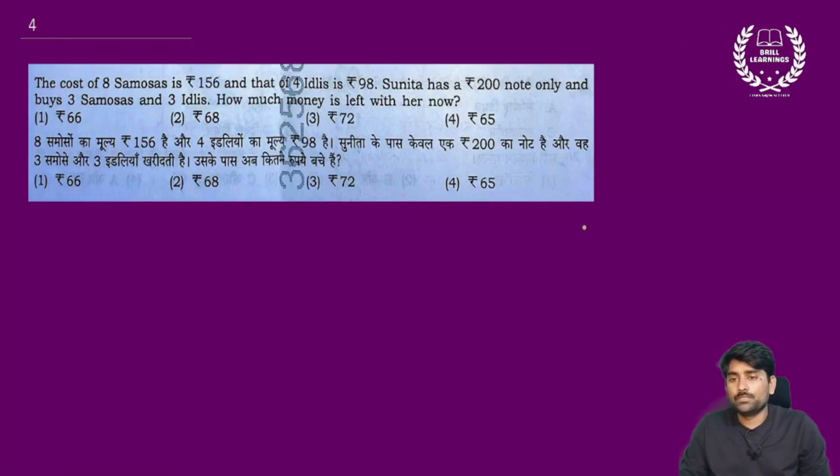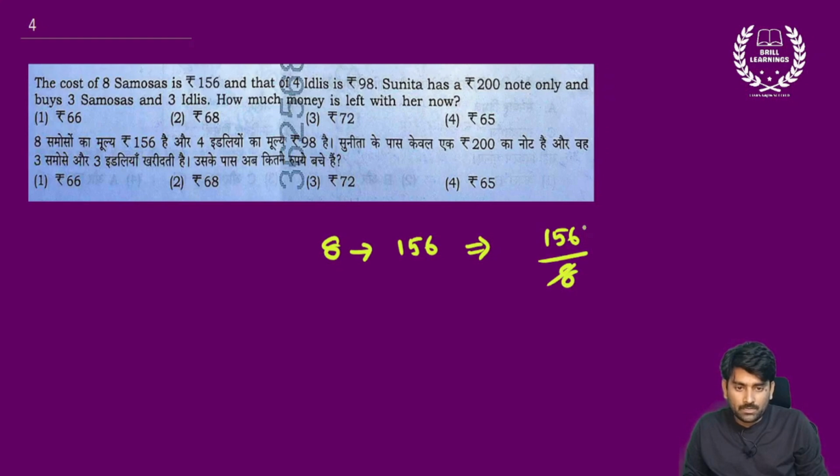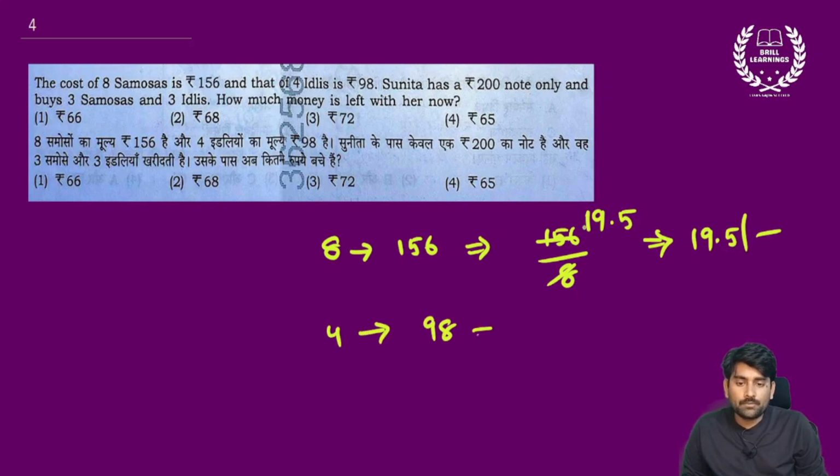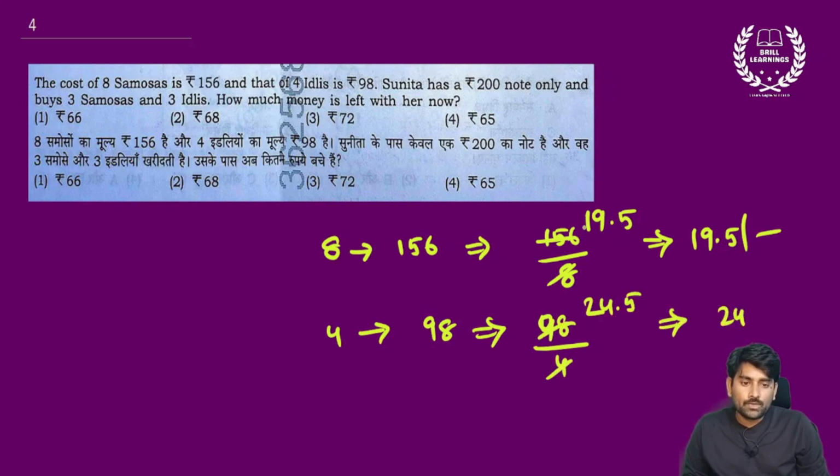8 samosas cost 156 rupees. That of 4 idlis is 98. Here we need to find the unit price of samosa and idli as well. Okay. 8 samosas cost 156. That means each samosa costs 156 by 8. 8 ones are 8. 8 9s are 72. 4 left, 8 19.5. That is 19.5 rupees each samosa costs. Now 4 idlis cost 98 rupees they have given. So each idli costs 98 by 4. 4 1s are, 4 2s are, 4 4s are, and 4 5s are. So 24.5 rupees. Okay, each idli.